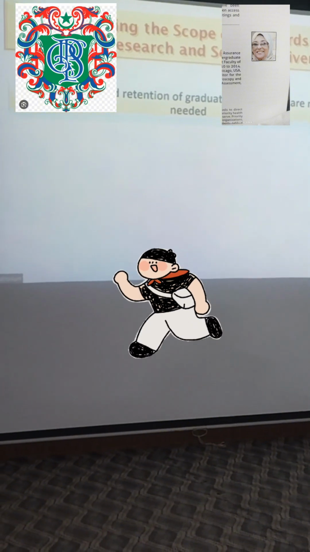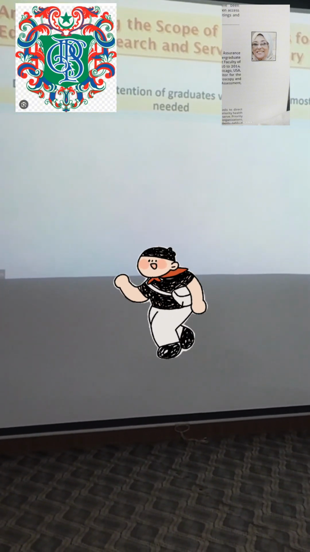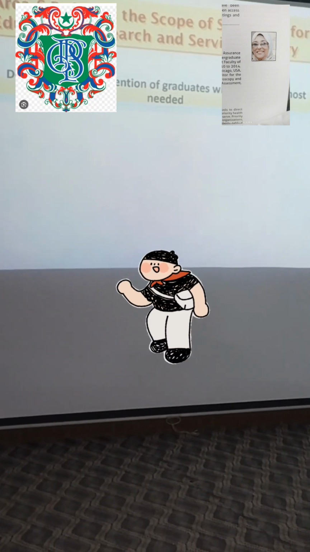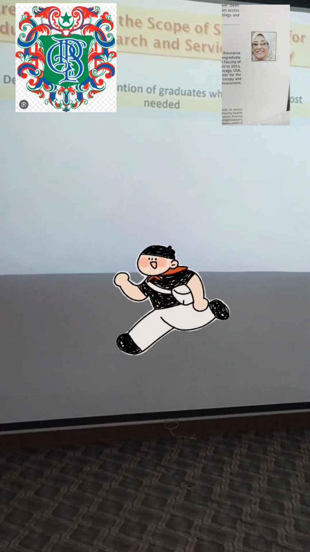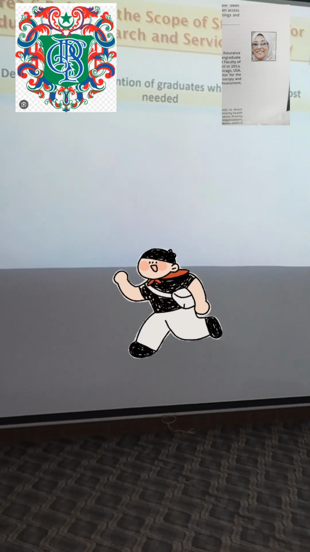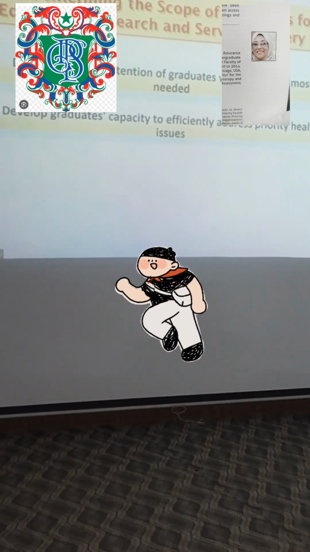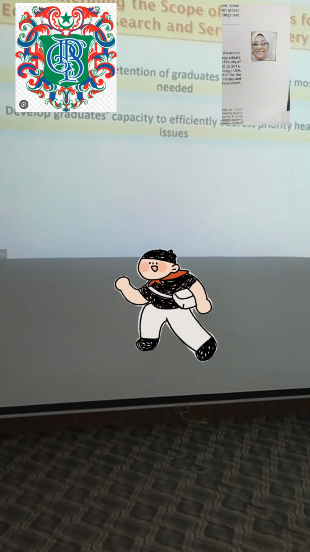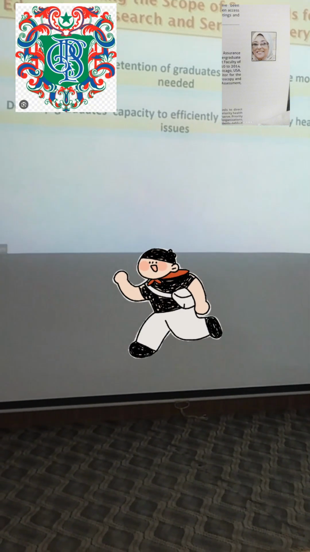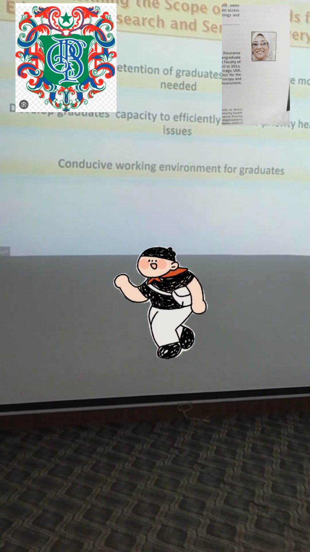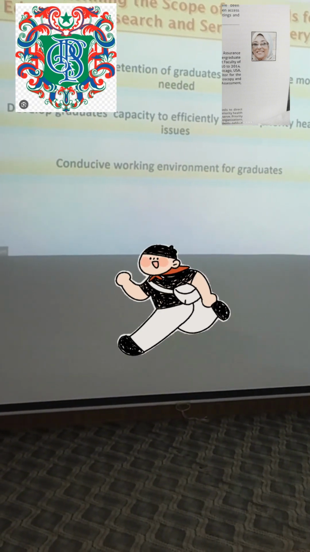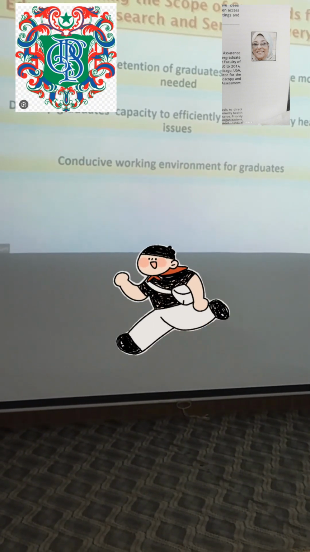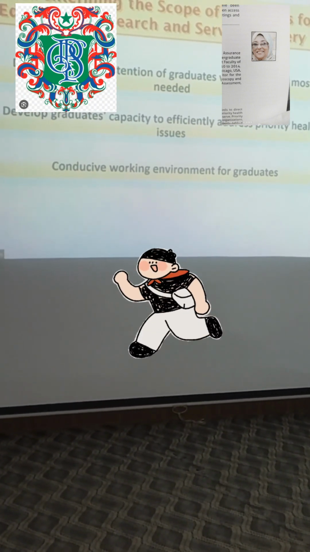First, by deployment and retention of graduates where they are most needed. Of course, this is not the responsibility of the school, so there should be some negotiation with the other sectors to reach this. Develop graduate capacity to efficiently address priority health issues, and this is, of course, the main issue of the school. Conducive working environment for graduates, and this, of course, also is not the responsibility of the school. That's why you should always do some collaboration with other sectors.